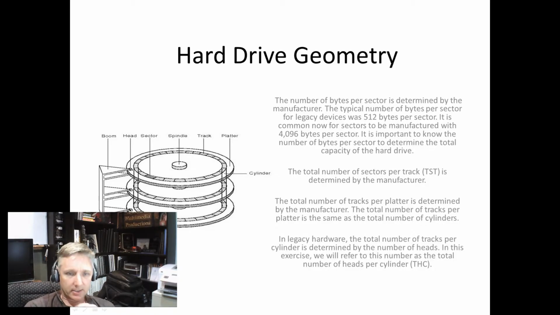The idea is, again, I've kind of covered all this. The total number of tracks per cylinder is determined by the number of heads. In this exercise, we're going to refer to this total number of heads per cylinder as THC. I don't even use that terminology anymore, really. It's more intuitive to do it a little bit differently. So let's move forward. Next slide.